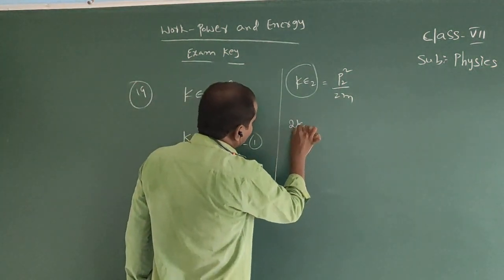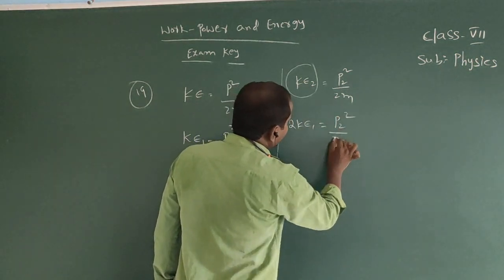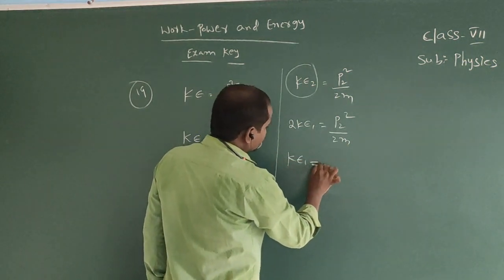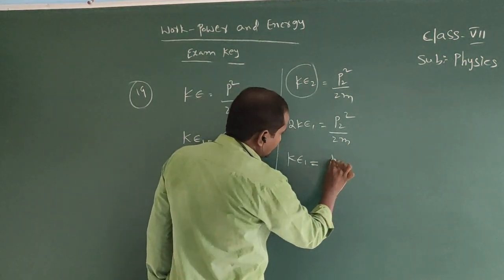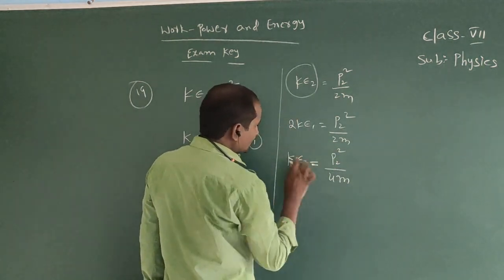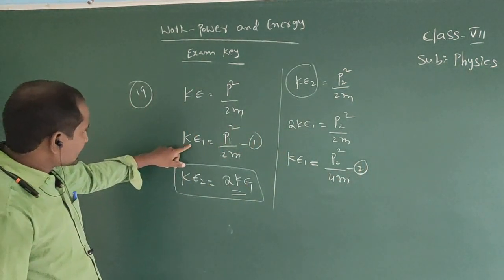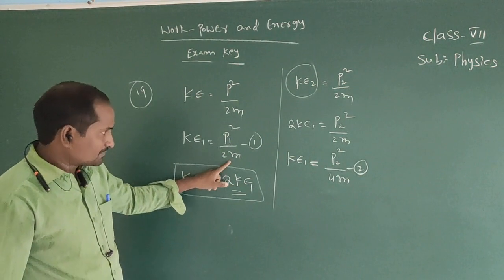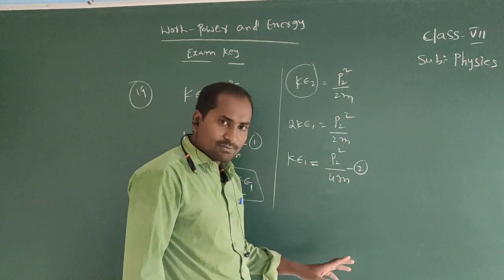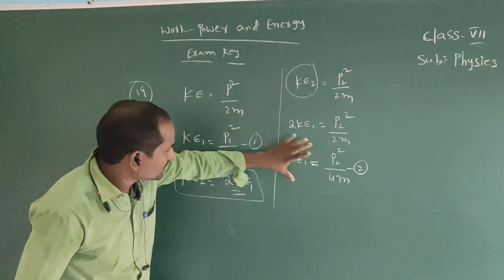So 2 KE1 equals P2 square by 2m. Therefore KE1 equals, 2 coming to the other side, P2 square by 4m, since 2 into 2 equals 4m. So equation number 2. What is equation number 1 here? KE1 equals P1 square by 2m. Equation number 2 is KE1 equals P2 square by 4m. Here KE1 equals KE1, so equation number 1 equals equation number 2.